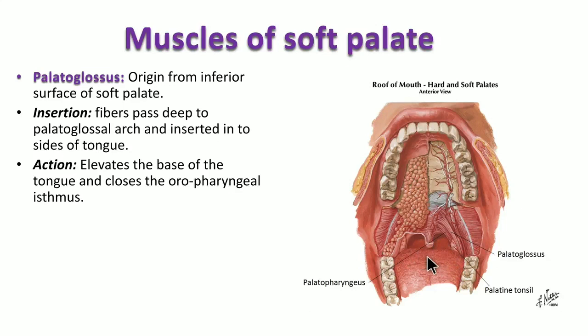Okay, so that is what happens: the oropharyngeal isthmus is closed. Now you know how the nasopharyngeal isthmus is closed, the communication between the nasopharynx and the oropharynx. So the bolus of food which is swallowed should not come back into the oral cavity. That is why it is closing the oropharyngeal isthmus.